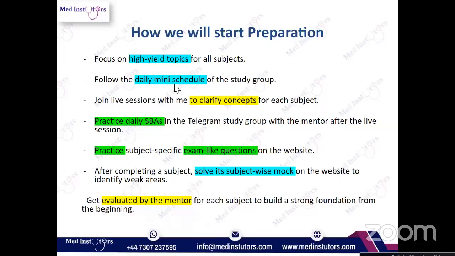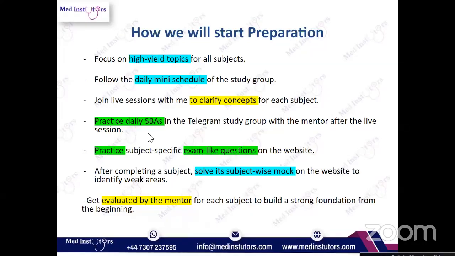Then follow the daily mini schedule of the study group. We provide our students with a mini schedule to help motivate them and keep them on track. For instance, for anatomy, we have a list of high yield topics and we have divided them over a number of days. If you follow that mini schedule, then definitely you will ace the exam in one go. Then you can join the live sessions with me to clarify your concepts for each subject.